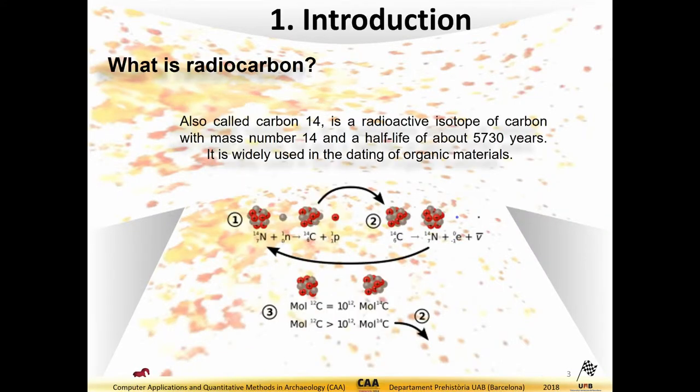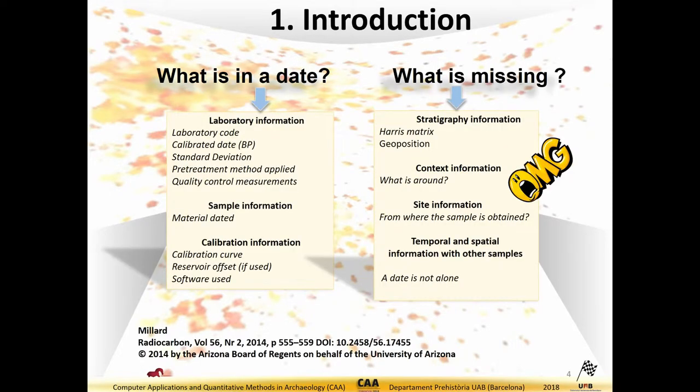But in this room, everybody knows what radiocarbon is, I suppose, which is a way to date a piece of organic material. The first problem: when you get a radiocarbon date, there are some categories of information, the lab number, the deviation, calibration, but there is missing context information, and missing temporal and spatial information. When you get radiocarbon data, you have nothing more than the lab and two or three categories, and a lot of them are completely missing. It's one of the tasks we have to resolve in the future.